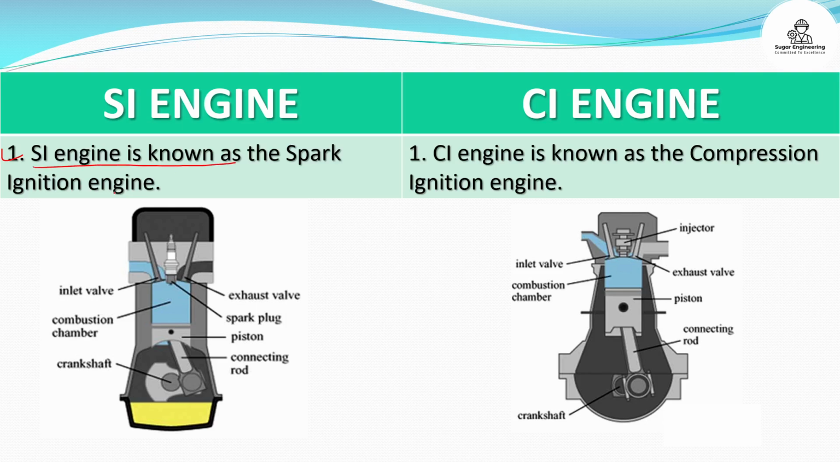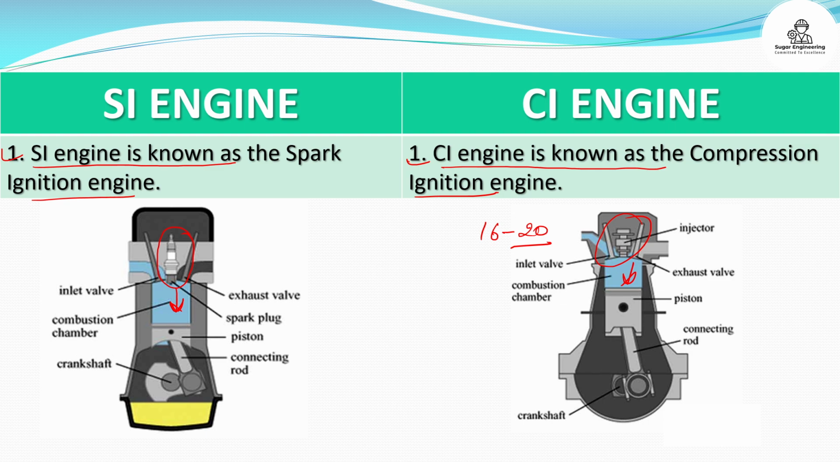SI engine is known as the spark ignition engine and the CI engine is known as the compression ignition engine. In SI engine, the spark plug is used to ignite the air fuel mixture in the combustion chamber, whereas in CI engine, the fuel injector is used to inject the fuel into the combustion chamber and the self ignition of the air fuel mixture takes place due to high compression ratio, that is around 16:20.